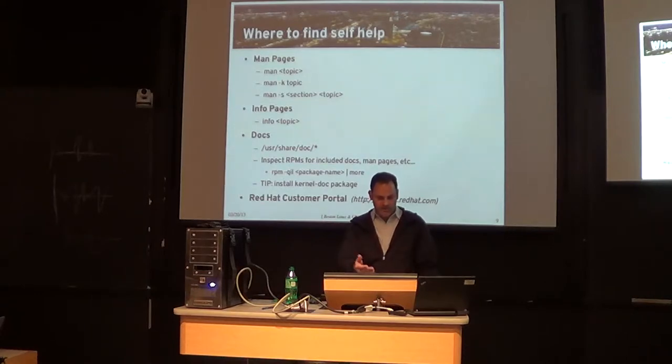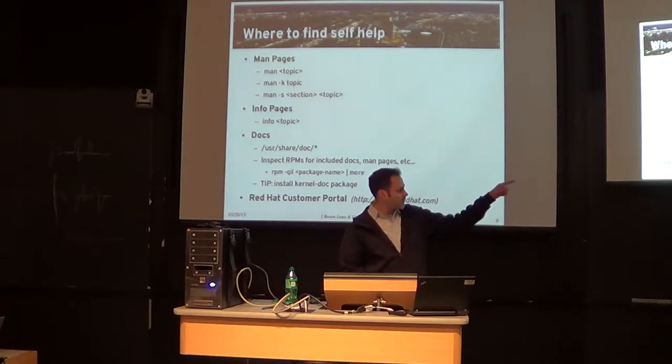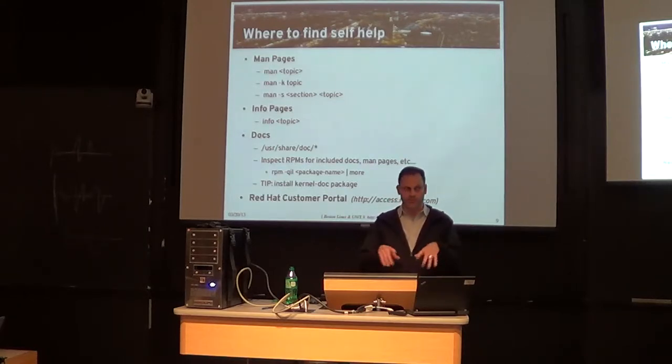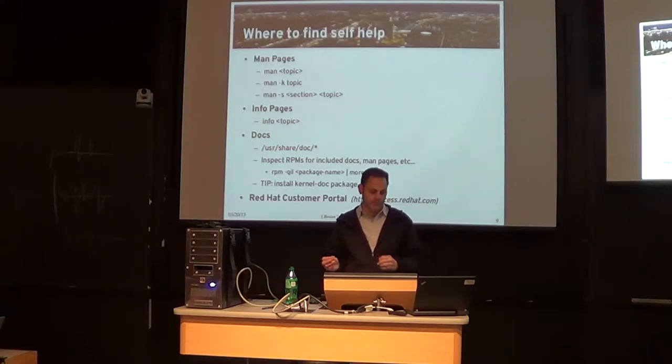I'm going to post all these slides up on the BLU webpage soon. But here are some guidelines of where you find good docs. One thing that a lot of people don't do is they don't install the kernel doc package. That's basically where you're going to find the one text document that gives you all the kernel tunables. So if you're always wondering, where's that tunable for the kernel and the grub parameter that does XYZ, it's documented in that package.